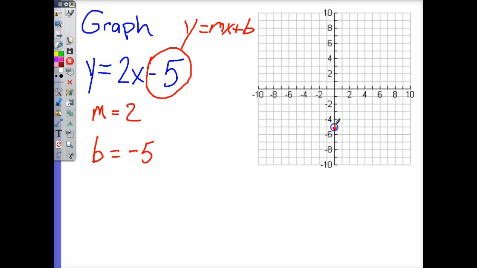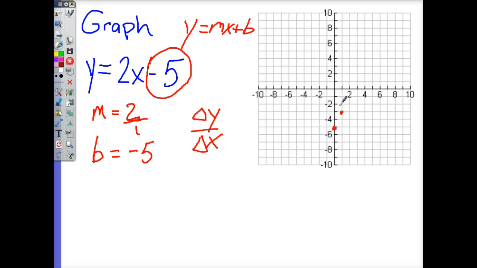So let's go to where it intercepts the y. And then rise over run, right? So change in y over change in x. But I only see one number here. What do I have to do for that? Well, we know all integers, all whole numbers, can be written over 1. Because anything divided by 1 is itself. So this is 2 over 1. So I can count up 2 and over 1.